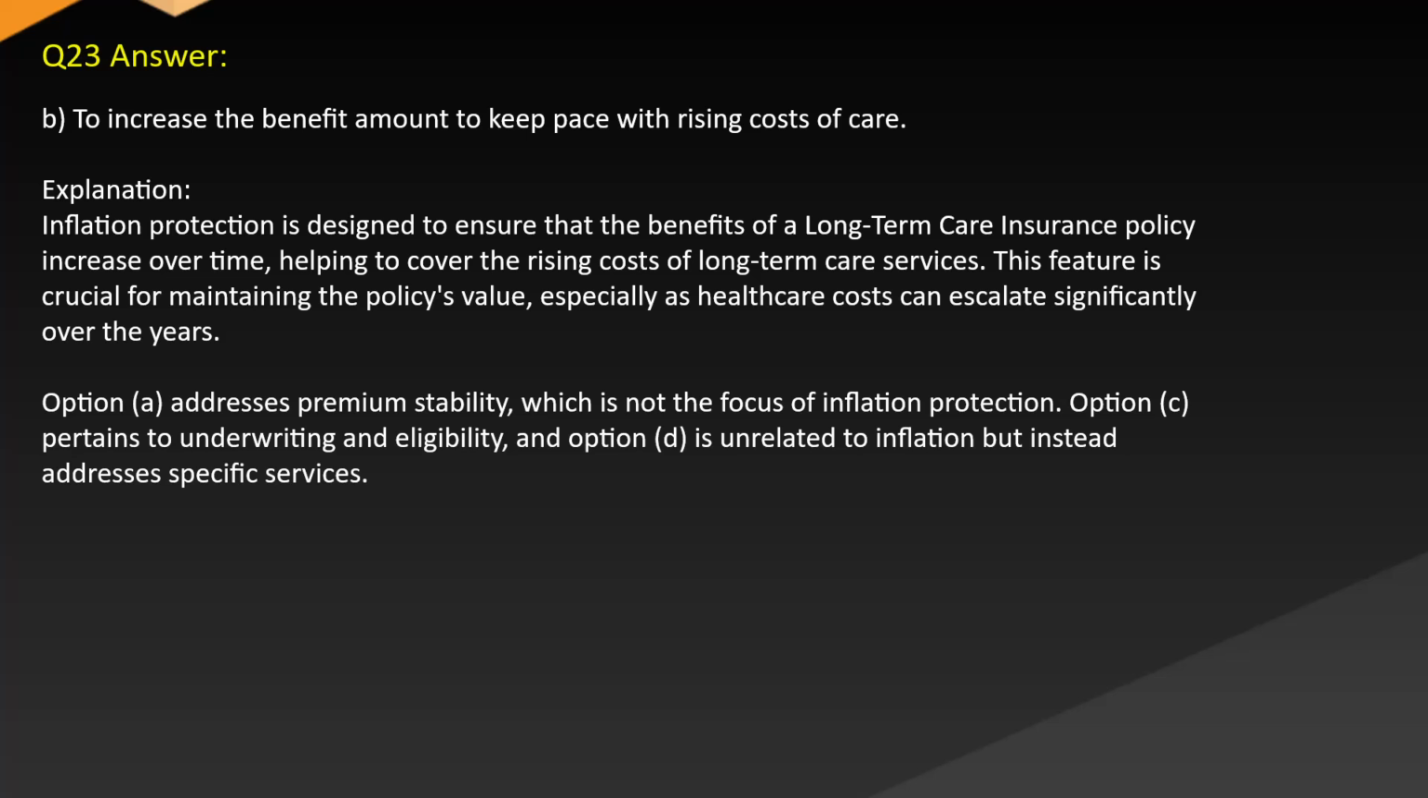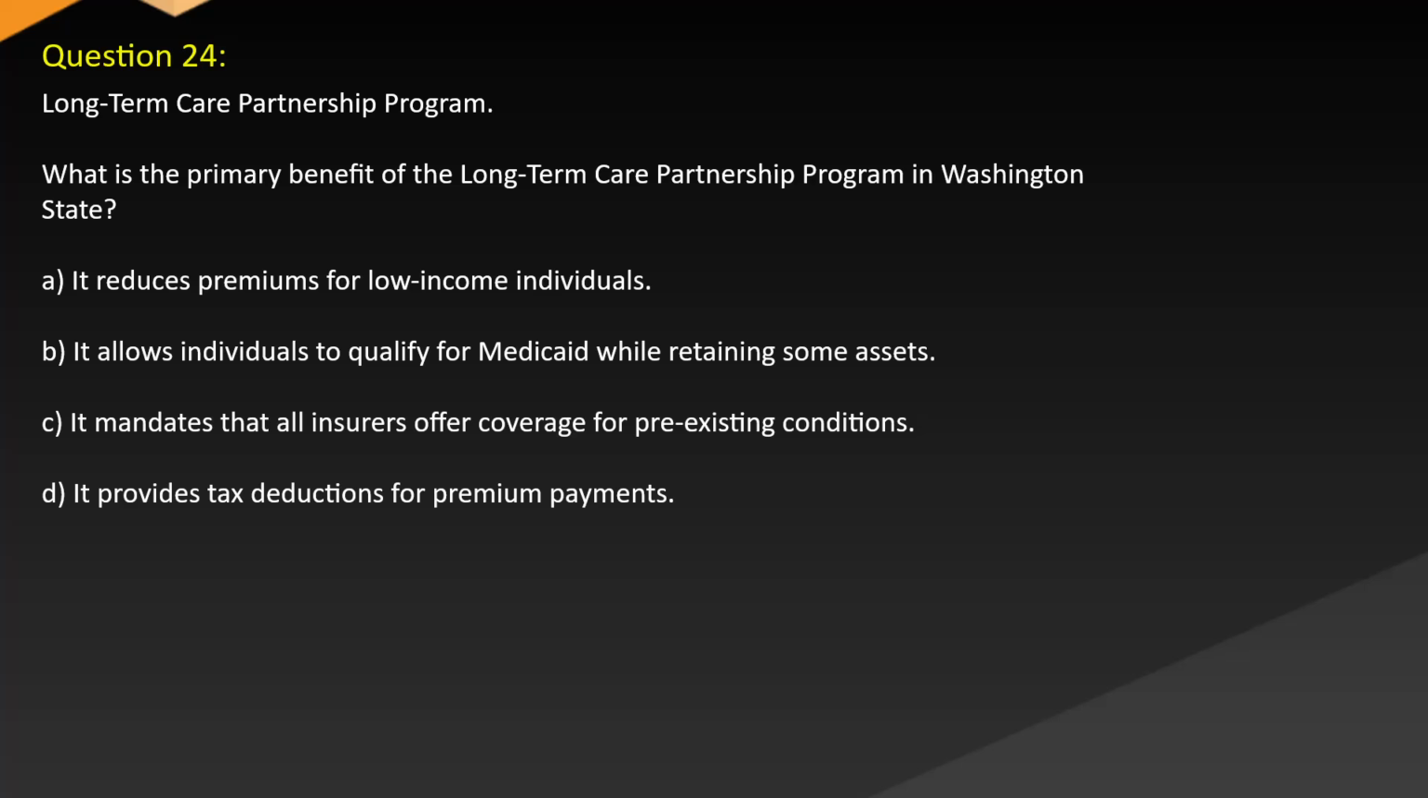Option A addresses premium stability, which is not the focus of inflation protection. Option C pertains to underwriting and eligibility, and option D is unrelated to inflation but instead addresses specific services. Question 24. Long-Term Care Partnership Program. What is the primary benefit of the Long-Term Care Partnership Program in Washington State?